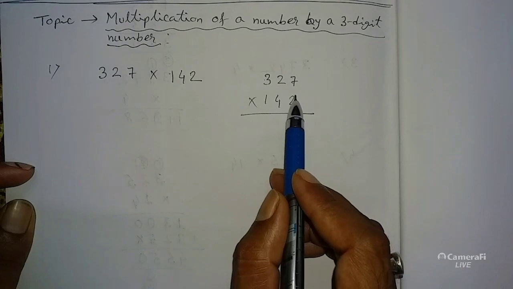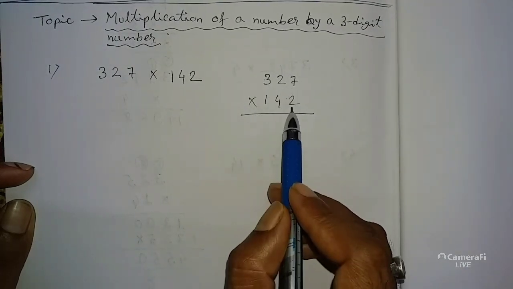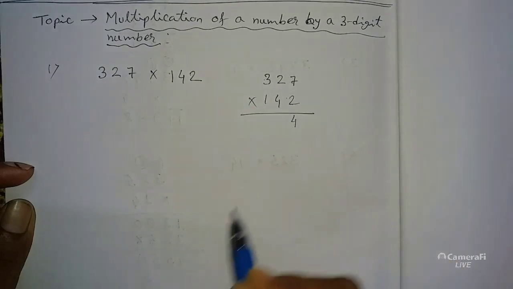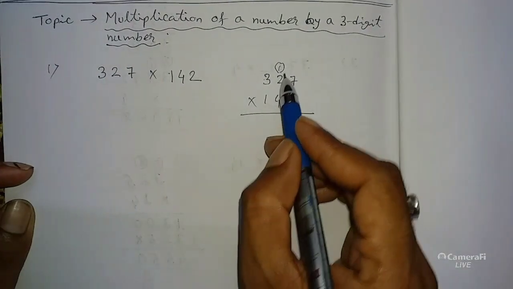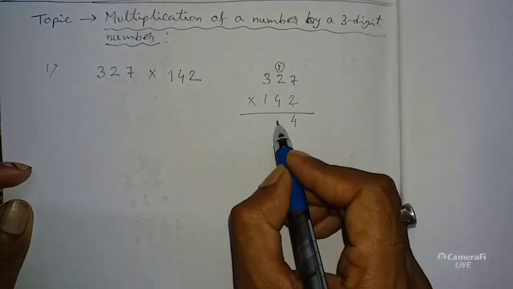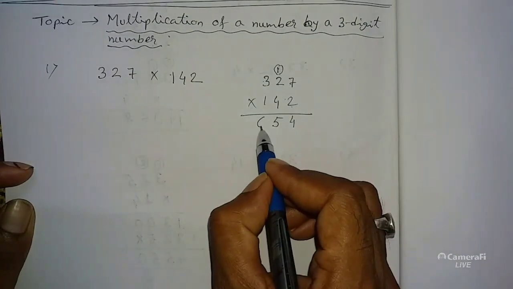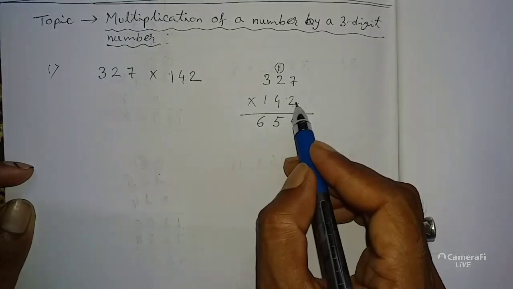So first we will go through the table of 2. We have to complete multiplying 327 by 2. Let us start. 2 7 ja 14, 4, 1 carry. 2 2 ja 4 plus carry 1, 5. 2 3 ja 6. This completes the first row, multiplying by 2.